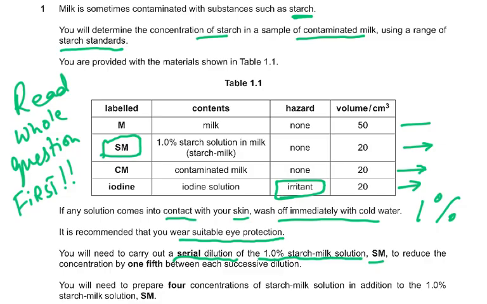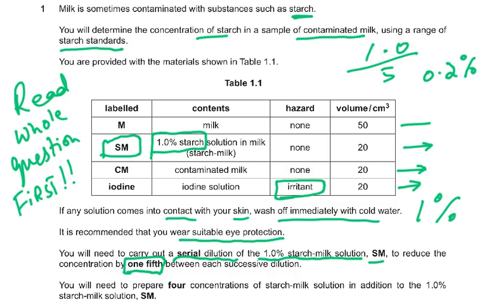And you have to make a serial dilution to reduce the concentration by 1/5. So 1% you divide it by 5. So 1.0% starch and you have to reduce it by 5. So it will be 0.2%. Right? 1 divided by 5, so it will be 0.2.